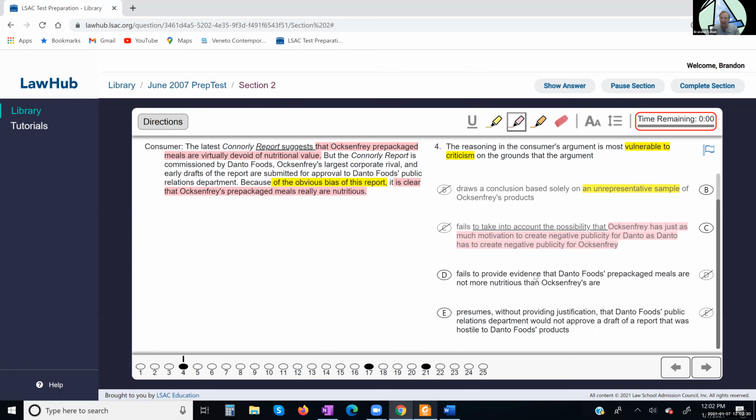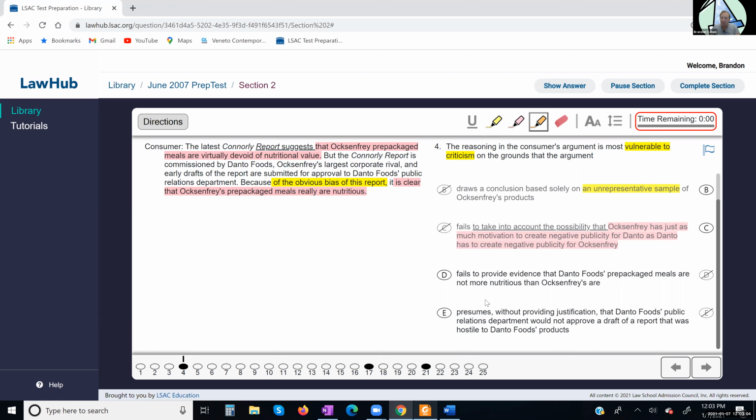So, fails to provide evidence that D's prepackaged meals are not more nutritious than O's are. Now, what I will point out here, besides the fact that it's biased, I could say there is a secondary mistake here, okay? And that's something that we're going to get into as we move through further questions and lessons: secondary mistakes. They don't even just say that it's biased. It means that we have to undermine their idea. They're saying it's definitively false, that it is nutritious. So we can say they are failing to provide evidence about the nutrition. They don't actually tell us evidence about nutrition.